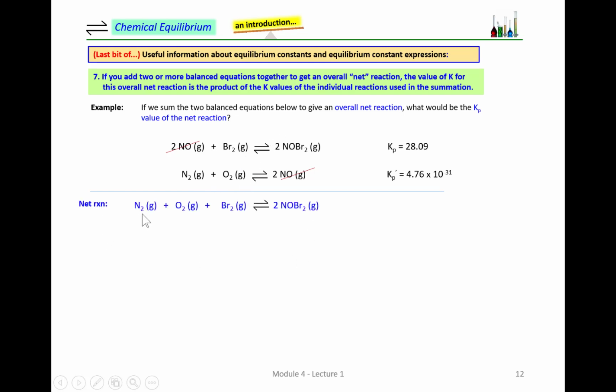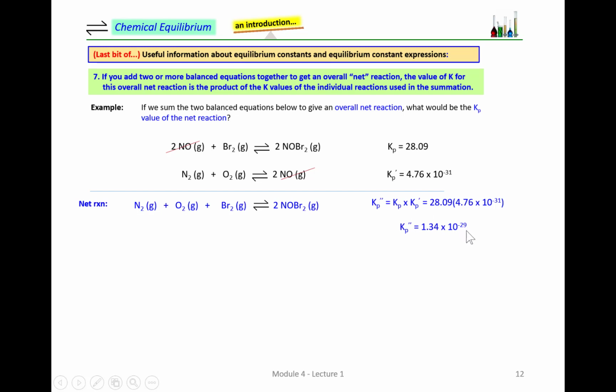And then you ask, well, what would the equilibrium constant be for this? Well, as I said above, it's not the sum of the equilibrium constants, it's the product. So we'd say the Kp for this net reaction is equal to the product of these two Kp values, which in this case would be 1.34 times 10 to the minus 29.